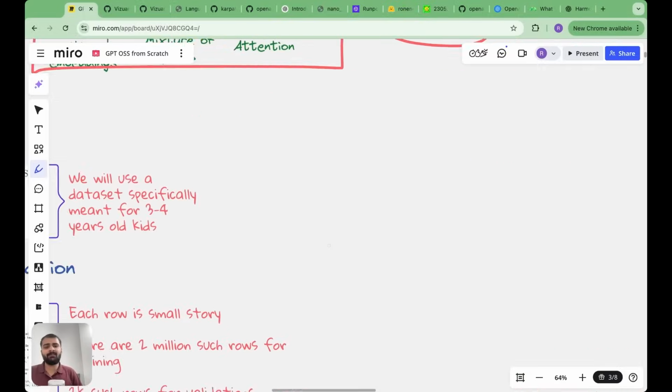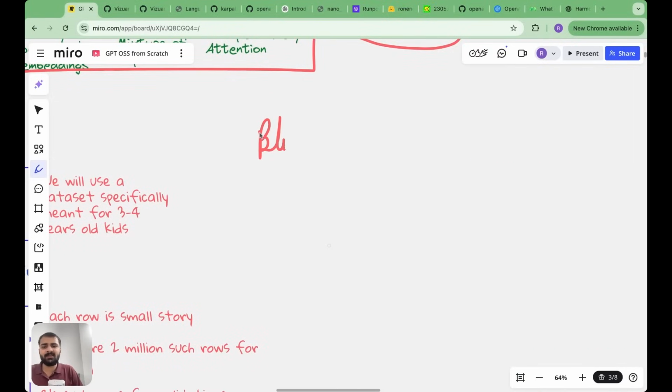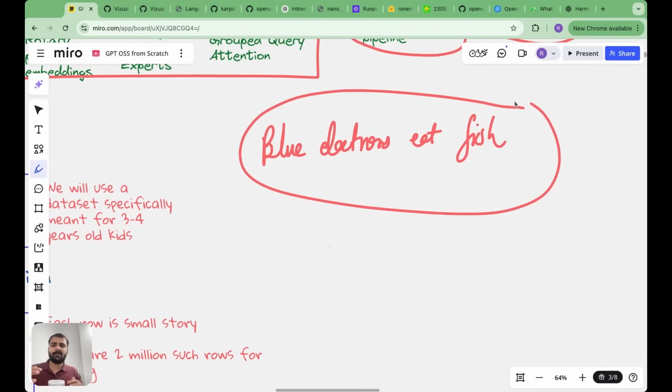So for example, what do I mean by meaning? Let's say consider this sentence, right? Blue electrons eat fish. Now, this sentence, the form of this sentence is correct. Subject, verb, object. But no language model should generate this text, right? Because it does not carry any meaning at all.